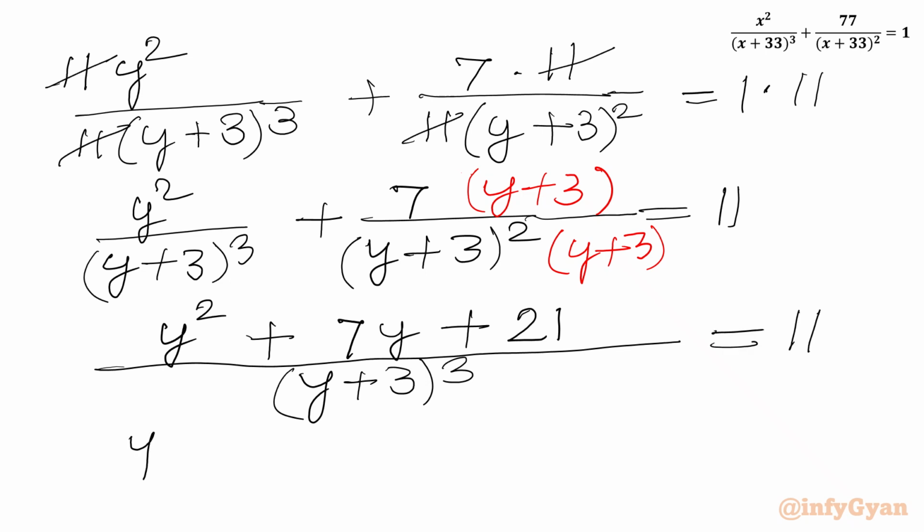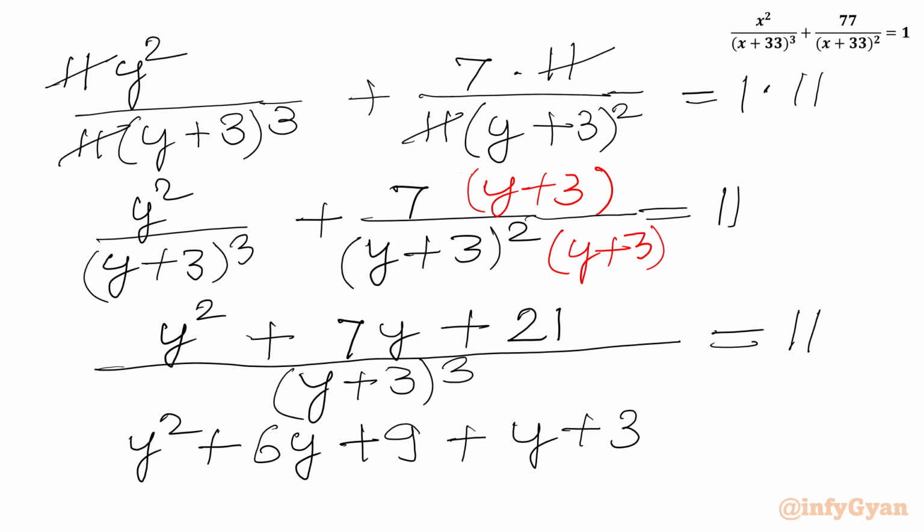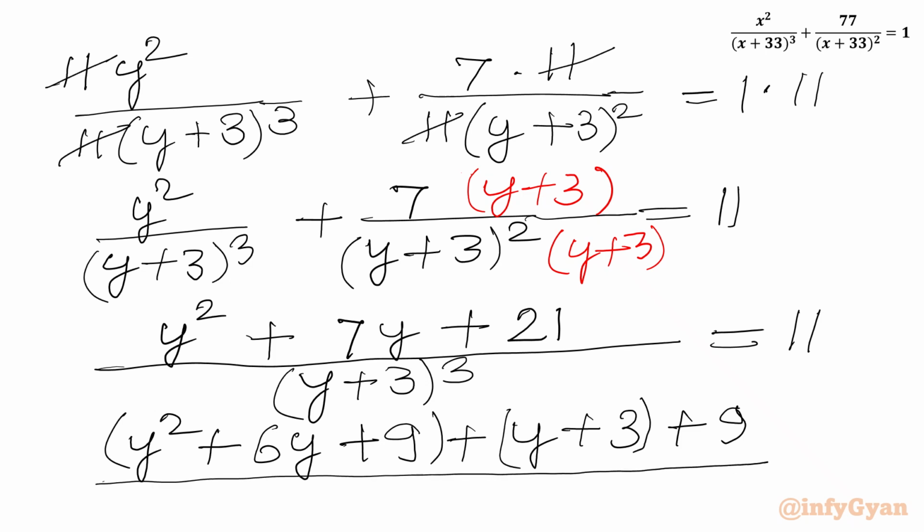Now I will write our numerator as y square plus 7y, so I will be writing y square plus 6y plus 9. Then y is left. 6y plus 1y is 7y. Now I will write here again plus 3. 9 plus 3 is 12, so 9 is left. Why have I written like this? Because this is (y plus 3) whole square. This is again y plus 3, which is in the denominator with power 3.